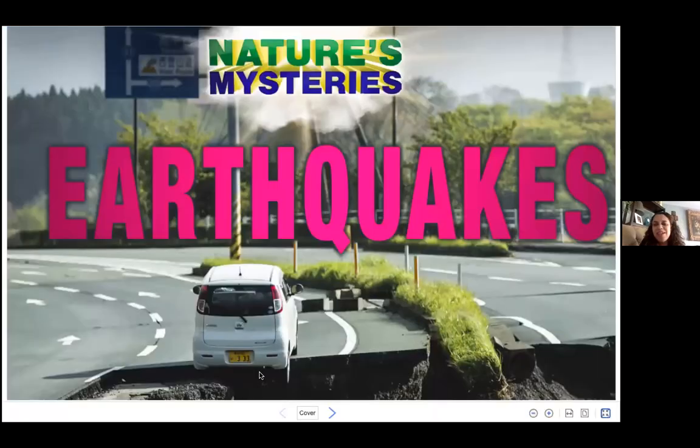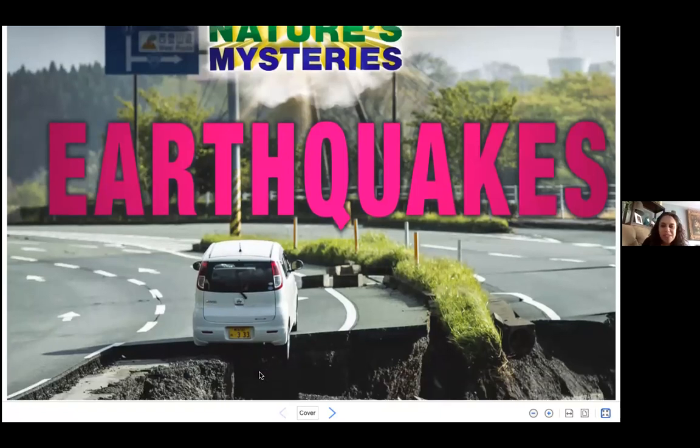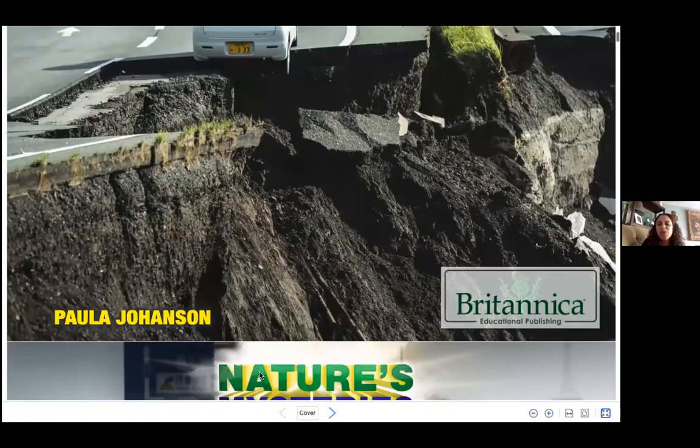There we go. Okay, so we have a science book. It's called Earthquakes, and this is geared towards middle school, but the strategies that I'm using are going to be somewhat the same. Some of them are going to be different, but they all can be used regardless of the grade of the student that the child is in, and also whether they're an English language learner or a regular ed student. Okay, so I'm going to go ahead and scroll down.